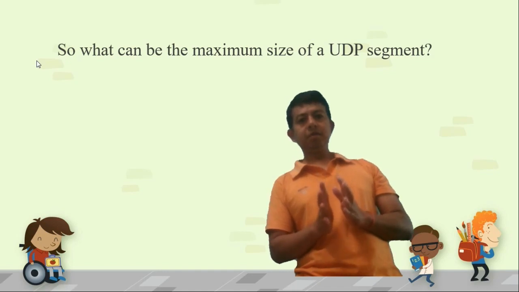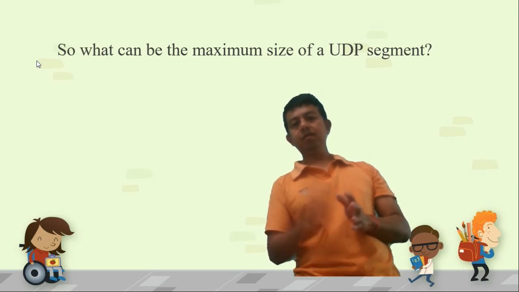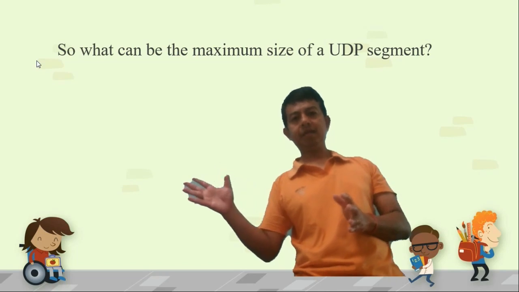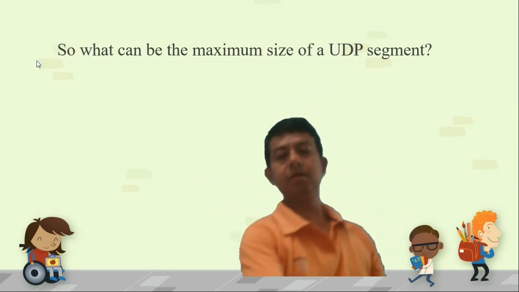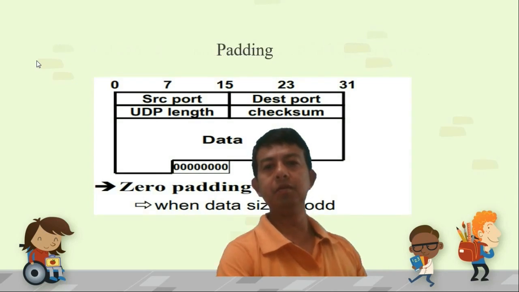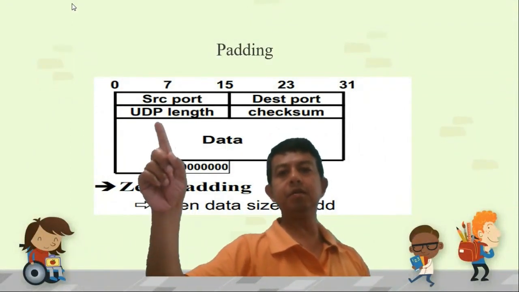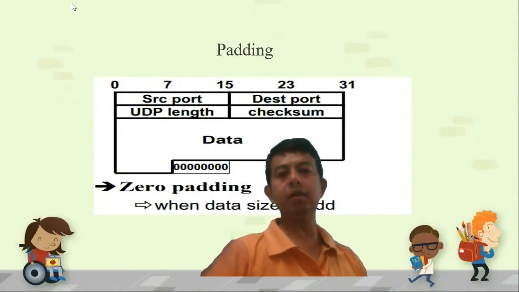You must have seen the field which indicates the size of the UDP segment, both data plus header part. And this field was length. If you remember the segment structure, let's come back to the segment structure. So this UDP length indicates the size of the whole data packet.